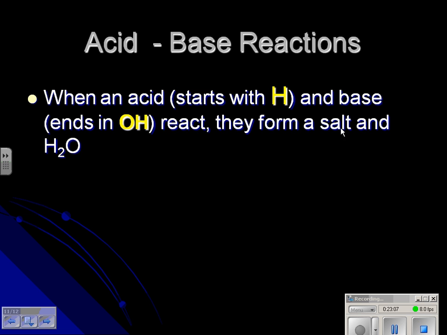And they always form the same two things, something called a salt, which is not just the stuff that you put on your food at home, and water. So let me show you what this one looks like. Here we start with a hydrogen compound, so this is an acid, and it ends with hydroxide, so this is a base. So an acid plus a base. What's going to happen is this H and this OH are going to come together to make water. H and OH would be H2O, right? 2 hydrogens, 1 oxygen. So the potassium and the chlorine are going to make the salt.